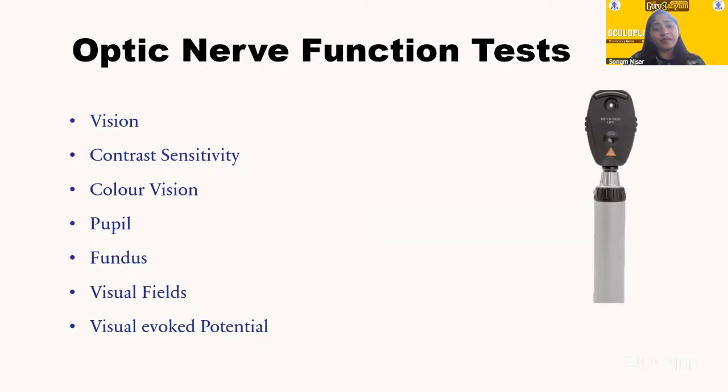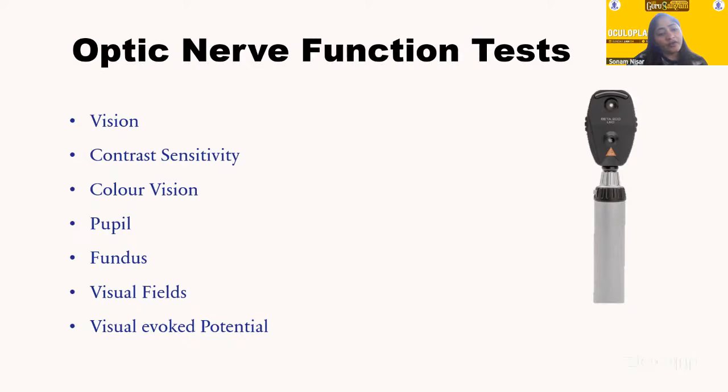Next is the posterior segment evaluation. Very, very important are optic nerve function tests. It begins with vision, with pinhole also you must check. Contrast sensitivity, which is one of the most sensitive tests to look for any compressive optic neuropathy. Then color vision, and of course, pupillary evaluation to look for any RAPD or anisocoria or a dilated pupil, or a mydriatic pupil post-trauma that you can see.